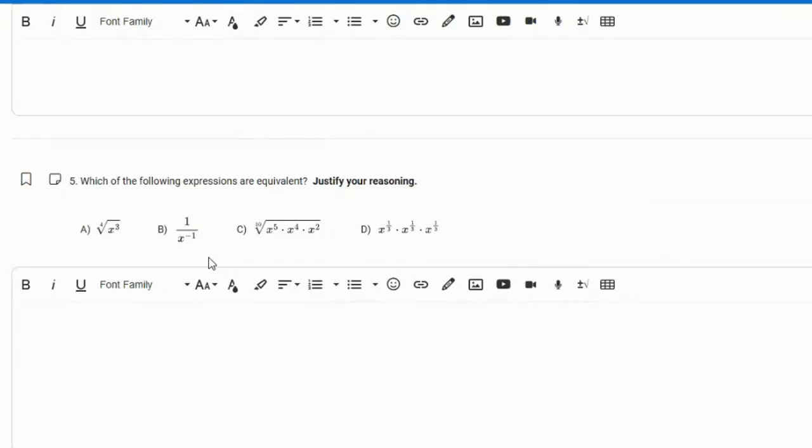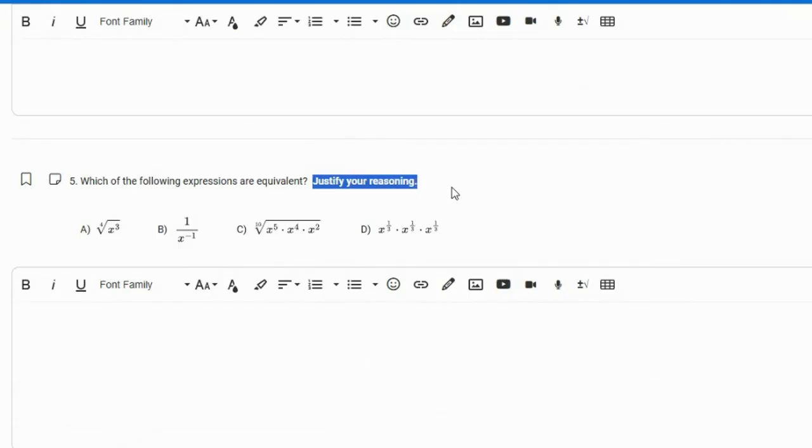And then this one: which of the following are equivalent? Here are 4 different expressions, so you need to simplify each of those and see if any of them are equal to each other. Like if A and B are the same thing, you would say A and B, and then show me how they simplify to be the same thing. Tell me the steps. Look, A simplifies to be x to the 1/2 or whatever it is, and B simplifies to be x to the 1/2, so they're the same. That's that justify your reasoning.